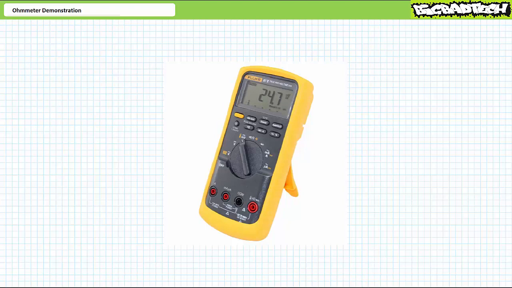Keeping with the theme of the basic electronics content I've been recently reissuing, I'm going to do a quick demonstration of using an ohmmeter to troubleshoot a basic electrical circuit. As you are no doubt aware, ohmmeters are instruments used to measure the resistance of an electrical circuit.